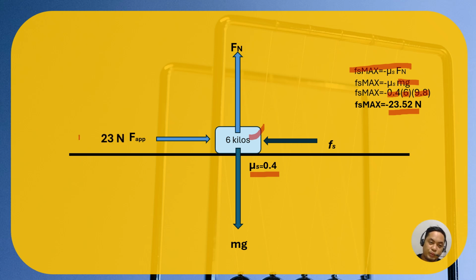What if we applied 23 Newton to this 6 kilo object with a coefficient of 0.4? Will it move? 23 is lesser than 23.52, so it is not going to move. The static friction will be negative 23 Newtons. It's just the same. It's lesser than the maximum, so this will not move.